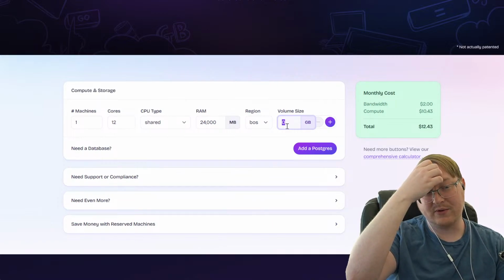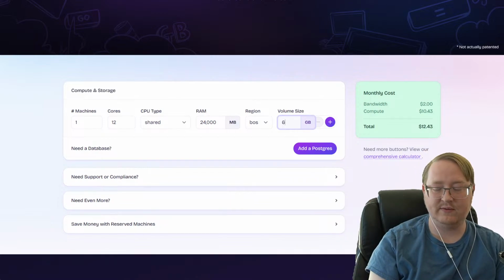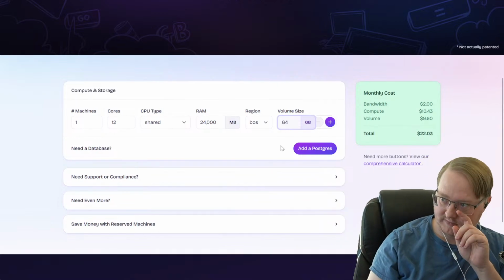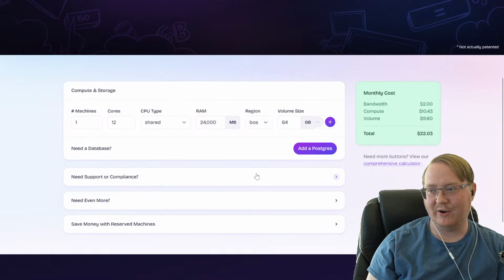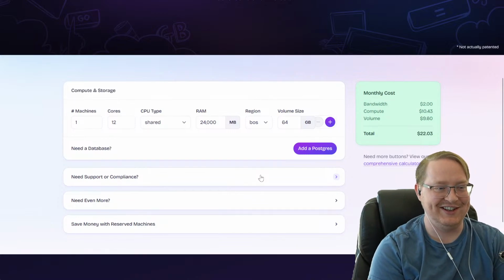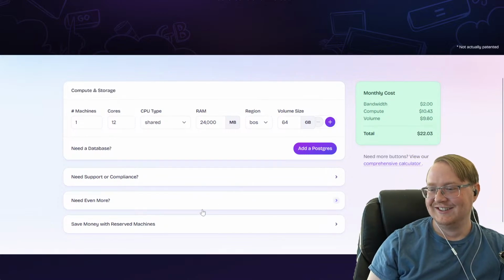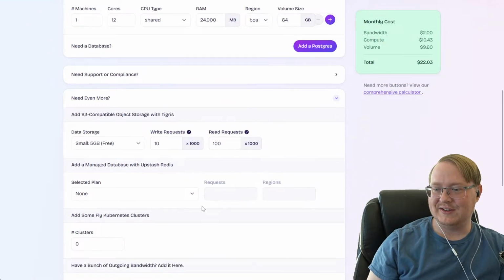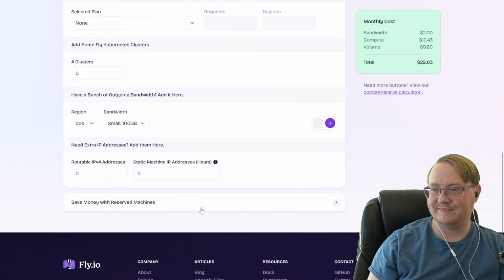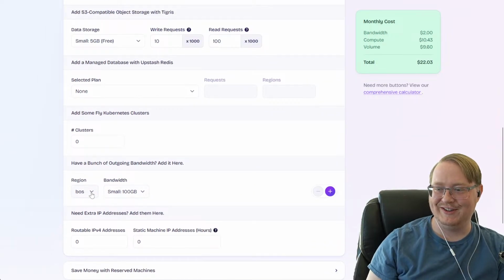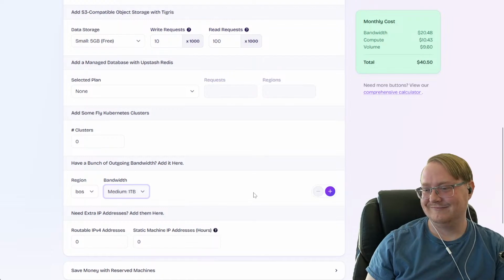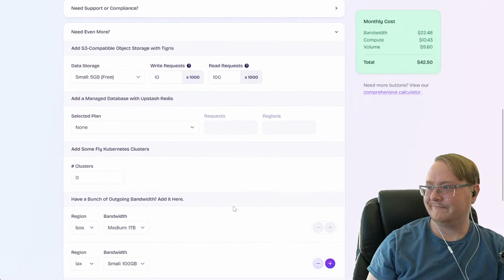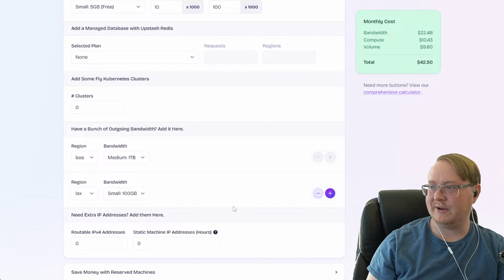We need some size for the flight recorder, right? I don't know. 64 gigs. How much could it generate in a day? He said, oh, then we're gonna have a 60 gig egress every day. Oh fuck. No, we don't need data storage. Have a bunch of outgoing bandwidth? Yeah, kinda. $20? That's not too bad.